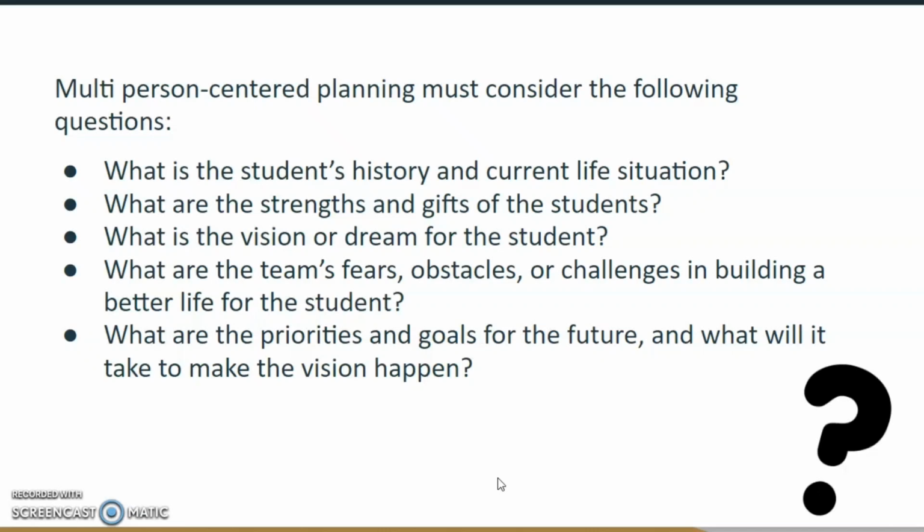These questions include, what is the student's history and current life situation? What are the strengths and the gifts of the student? What is the vision or dream of the student? What does the student actually want to do? What are the team's fears, obstacles, or challenges in building a better life for the student? What can the student actually do, and what is realistic for the student? What are their priorities and goals for the future, and what will it take to make this vision happen?